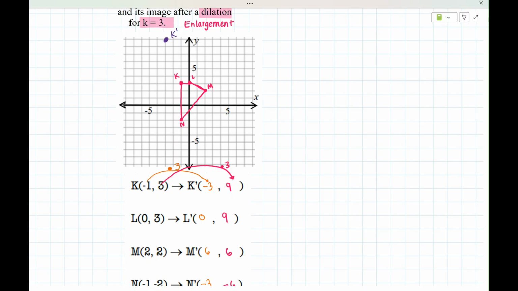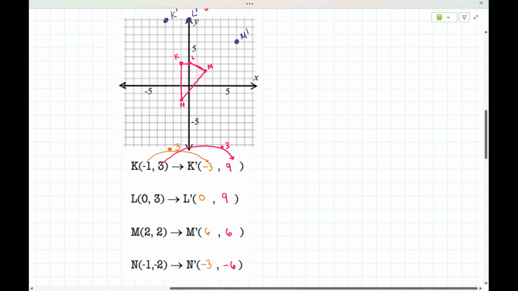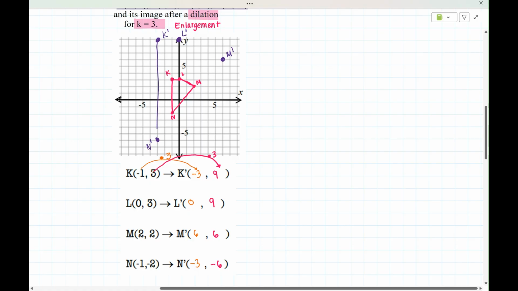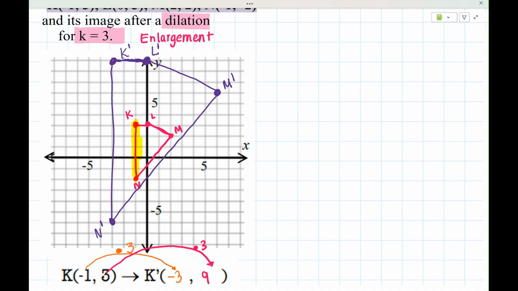Let's go ahead and plot our new ordered pairs: K prime, L prime, M prime, and N prime. Once I connect them, notice how we still have the same shape, just the size changes. Notice how it was enlarged.